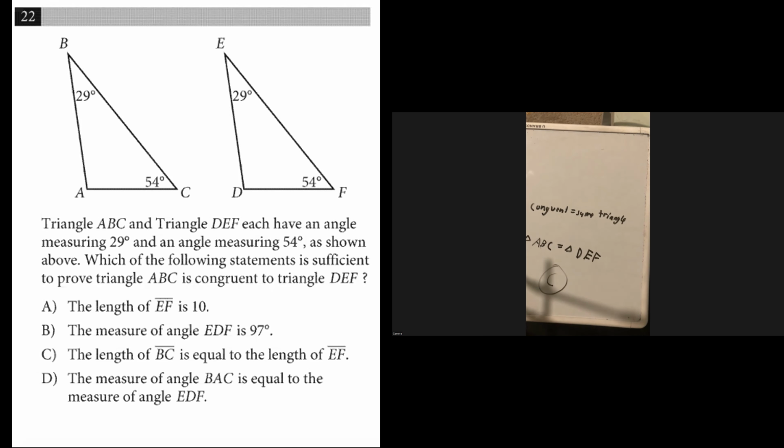And then for answer choice D, the measure of the angle is equal to the other measure of the angle. Well, we already know that. So the correct answer is C.